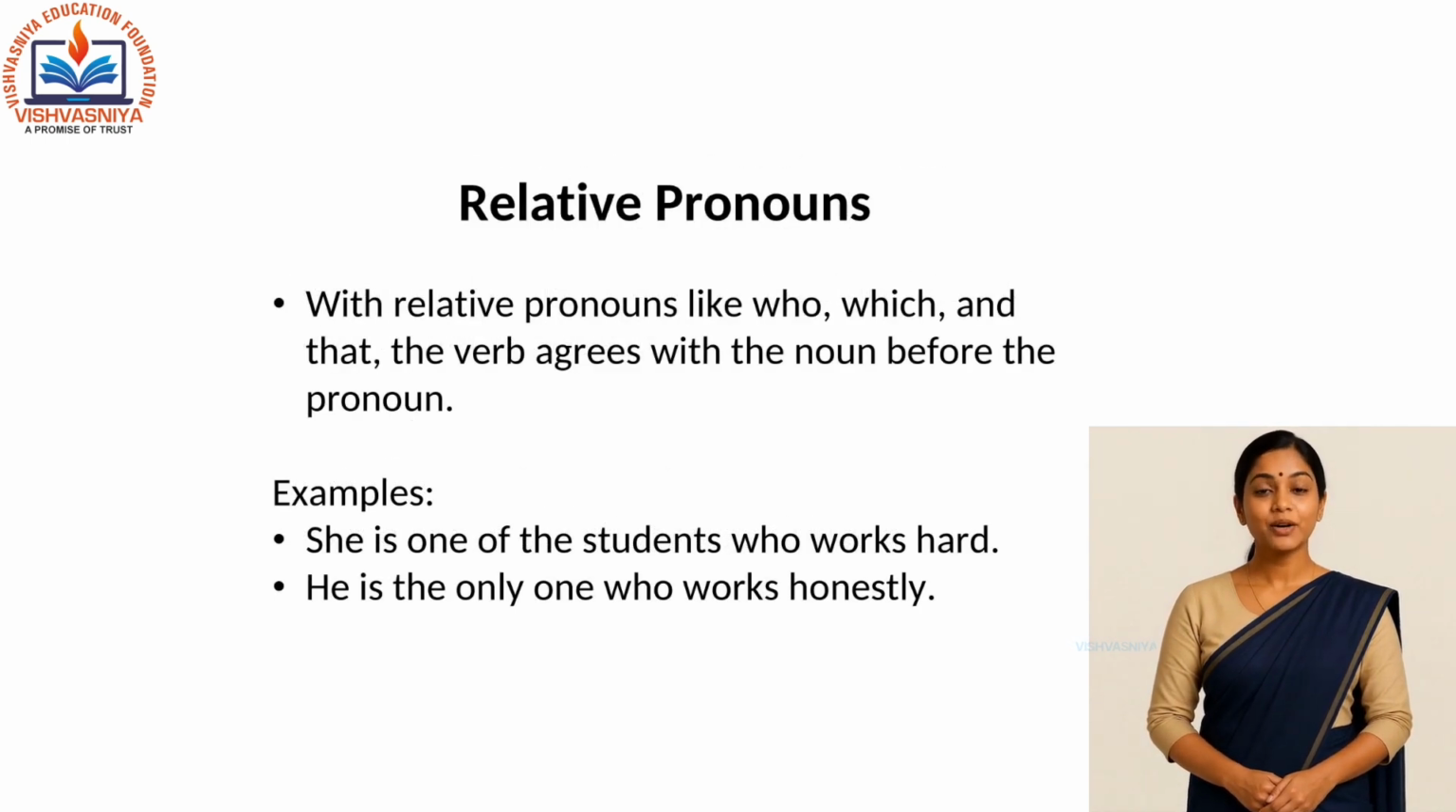With relative pronouns like who, which, and that, the verb agrees with the noun before the pronoun. For example, she is one of the students who work hard. He is the only one who works honestly. Ma'am, why does who take different verbs? Because who refers to different nouns in each sentence. Always look at the noun before it.